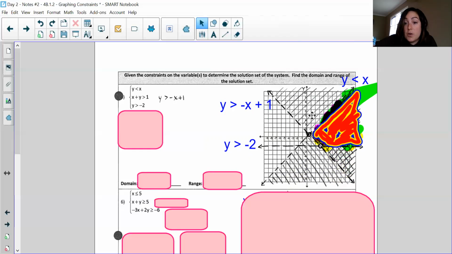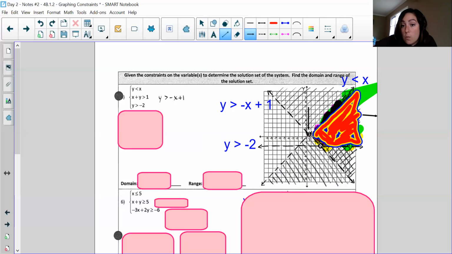So looking at our domain, our smallest x value is right here. Our largest x value all the way to positive infinity. So I need to find what that x value is. So I need to find the intersection of the two lines, y is greater than negative x plus 1 and y is less than x.